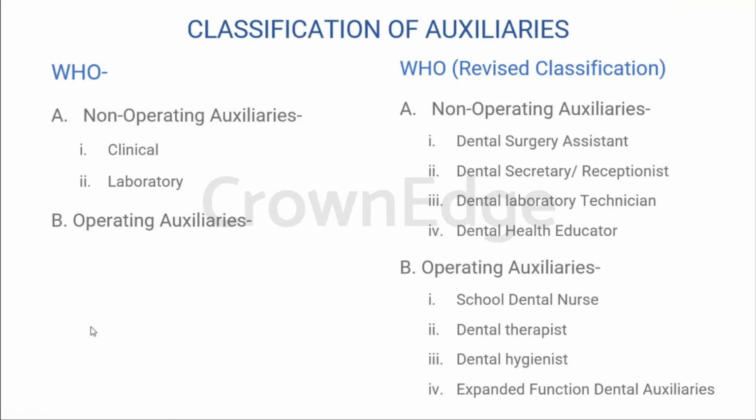When we look at the revised classification under non-operating auxiliaries, you have your dental surgery assistant. Remember, the assistant only assists. The assistant does not have anything to do with the patient's oral cavity. The assistant does not treat. Then you have the dental secretary or the receptionist. Similarly, the receptionist sits at the reception and also has nothing to do with the patient's oral cavity. So these are ways in which you can remember that they are non-operating auxiliaries.